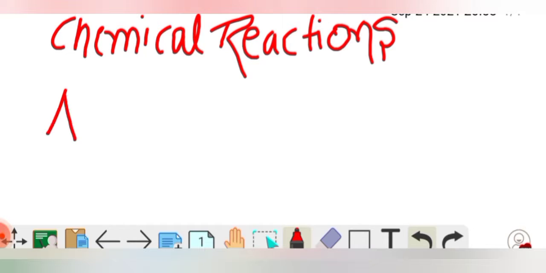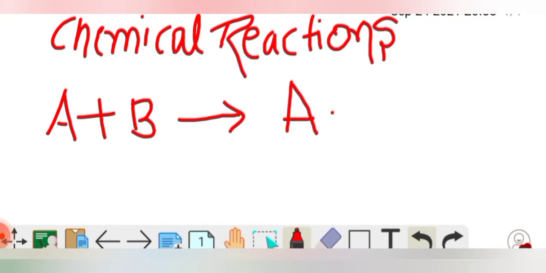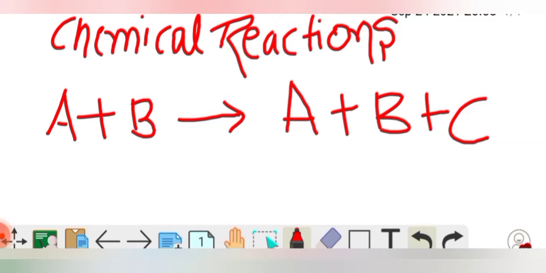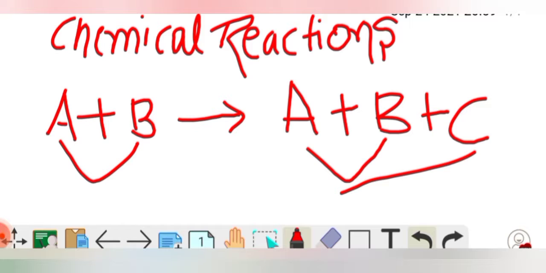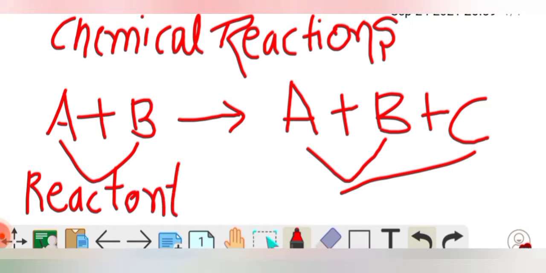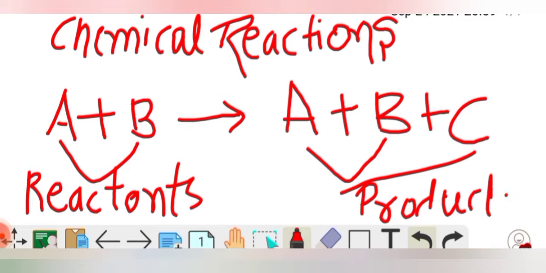This is a chemical reaction. If A plus B reacts, then it forms a product, A plus B plus C, or it can form a single A depending upon the type of reaction. This is called reactants and this is called products. This is our basic thing you should always know: these are called reactants and these are products.